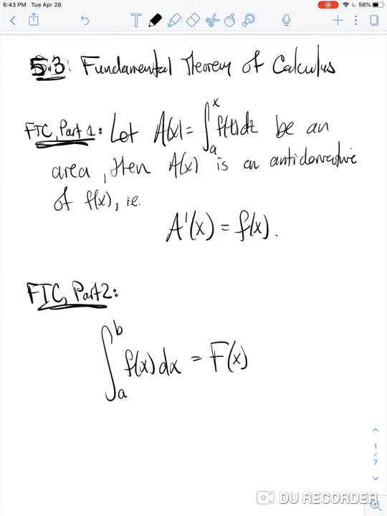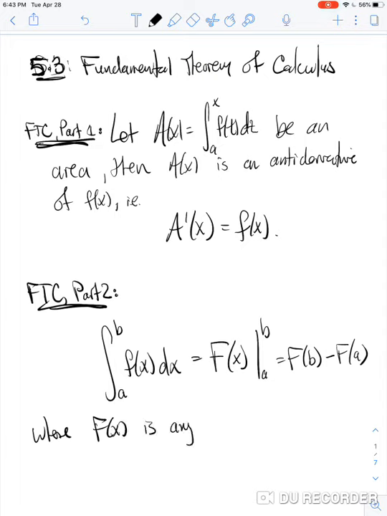capital F of x, evaluated from b to a, which this notation means I first put in the upper bound b and subtract off the lower bound a. So here, capital F of x is any antiderivative of little f. Okay, so let me show you a couple examples using these two parts.